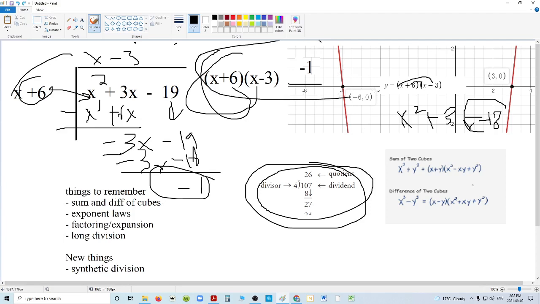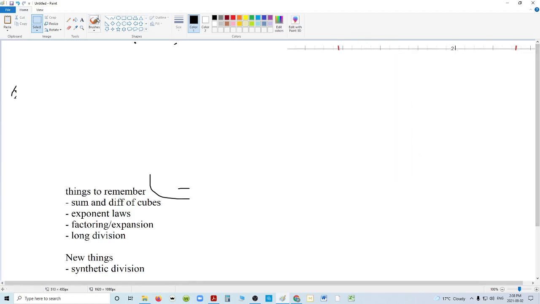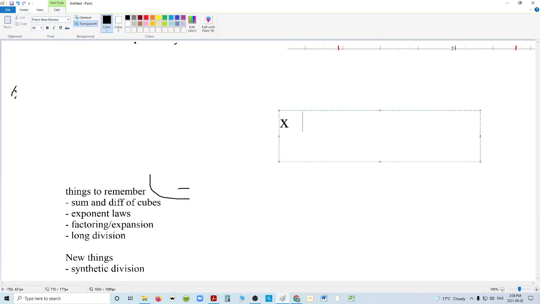You would write it just like this, though. So that's an important thing to remember. Now, the other thing you're going to learn in this is something called synthetic division. Let's go back to our basic thing, which was x squared plus 3x minus 18.